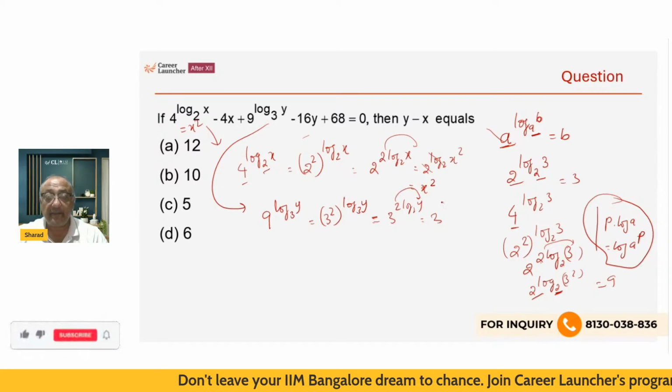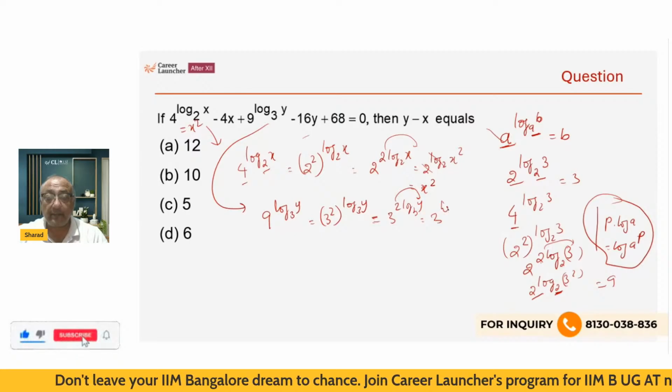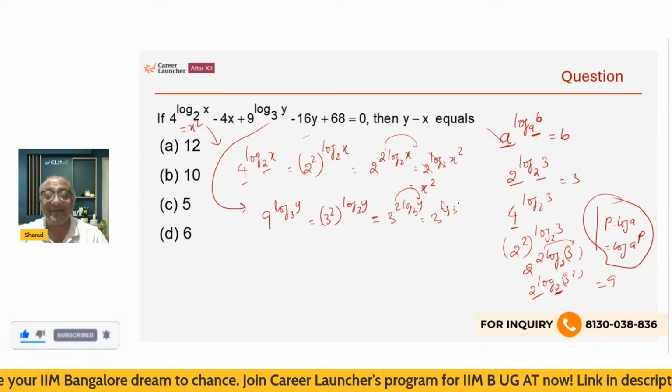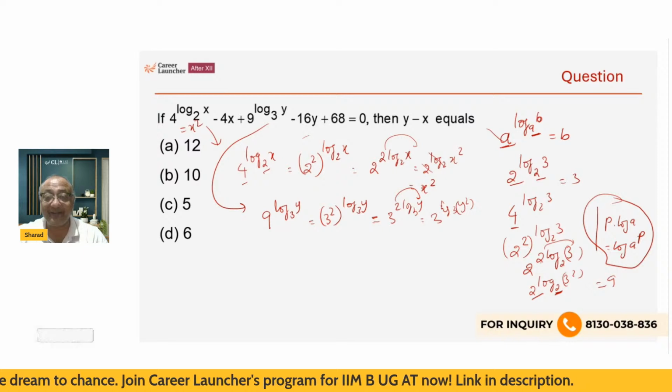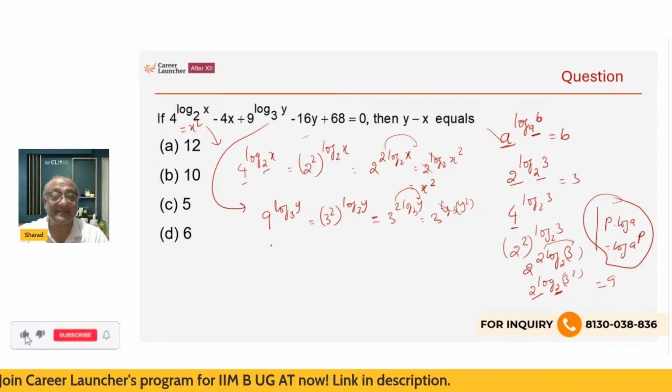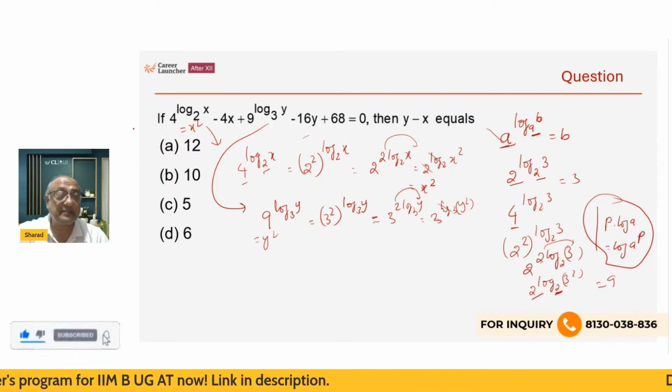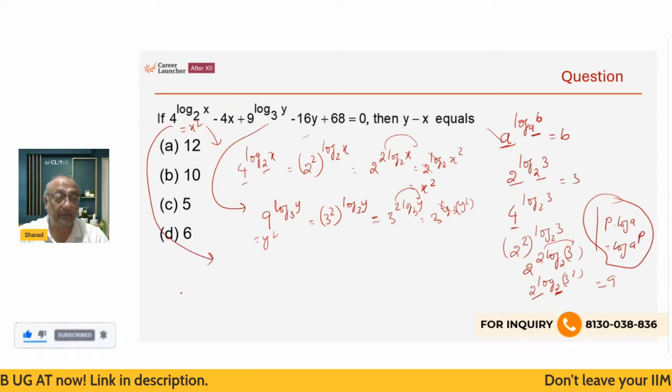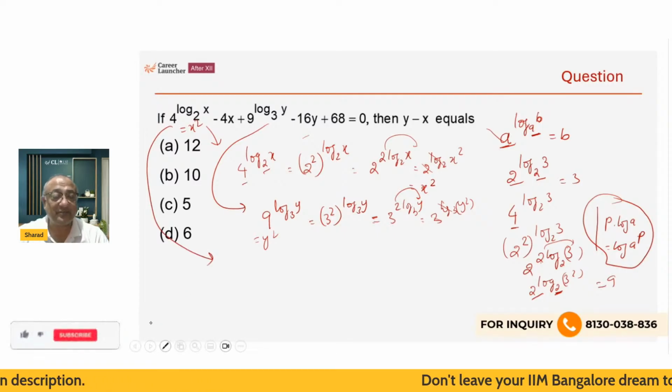So this is 3 log base 3. Wow, now my problem is solved. This and this will get cancelled. This is equal to y square. So let's rewrite this in black color only, because it is in black color.